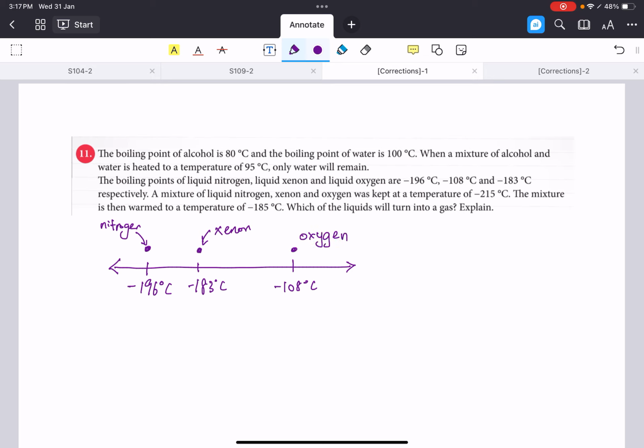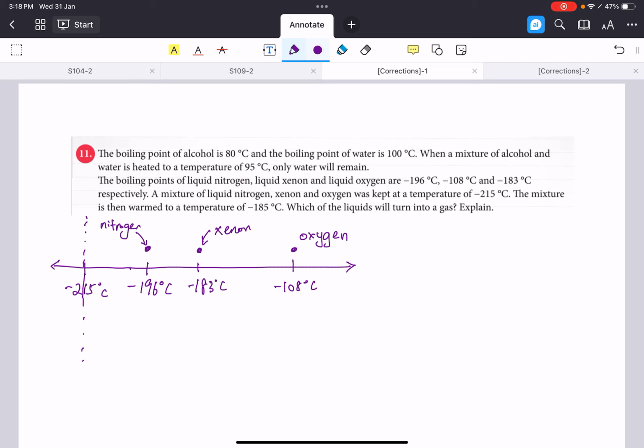So what happened? They say that a mixture of these three types of gases, when in liquid form, is kept at a temperature of negative 215. Okay, let me erase this and extend this a little bit. So negative 215 is way over here. This is the current temperature. If the liquid is on the right side of this temperature, it is in liquid form. They are all in liquid form right now.